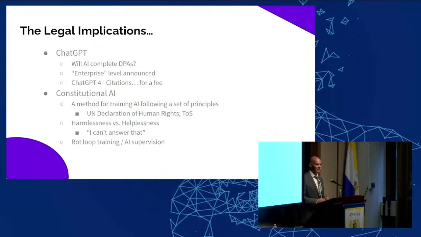So one of the ways that they go about this is a pretty fascinating concept called bot loop training, which is actually two AIs conversing with each other. One is the learner. Let's just say that that's ChatGPT in this example. And the other one is the supervisor. The supervisor has these rules, and the supervisor says, this answer is a good answer, this answer is a bad answer. And over the course of thousands of interactions, the learner figures out what is an expected response and what is an unexpected response.